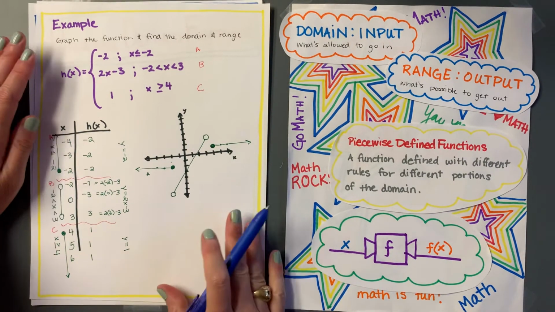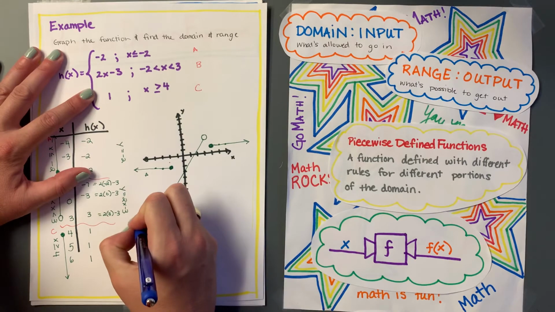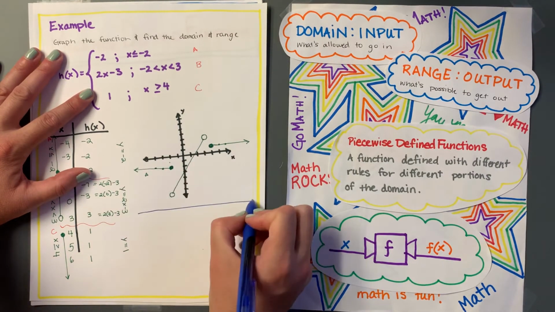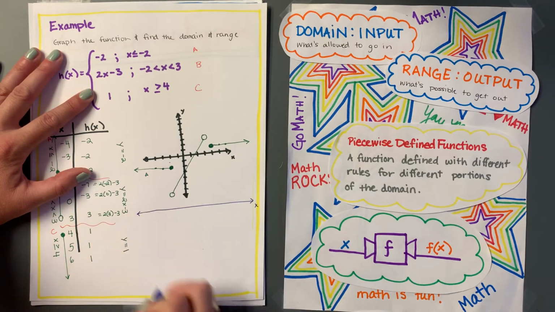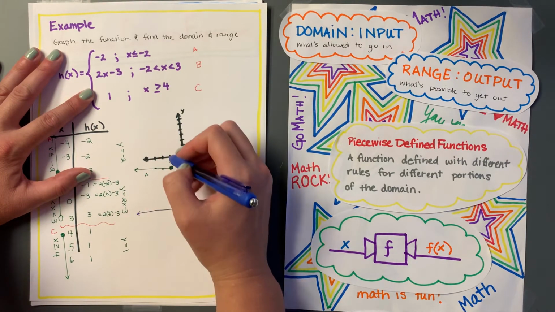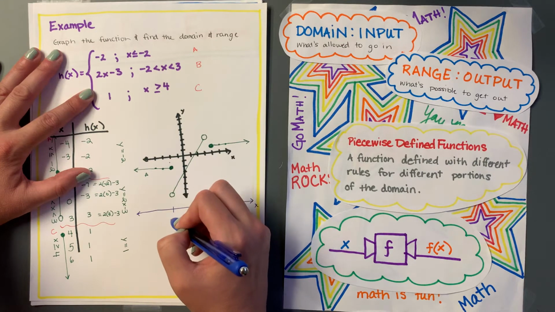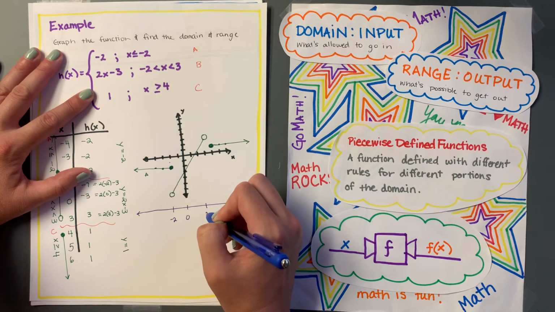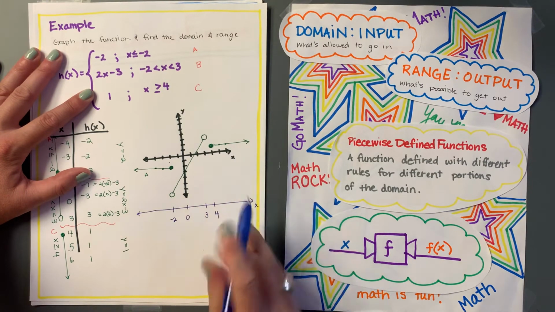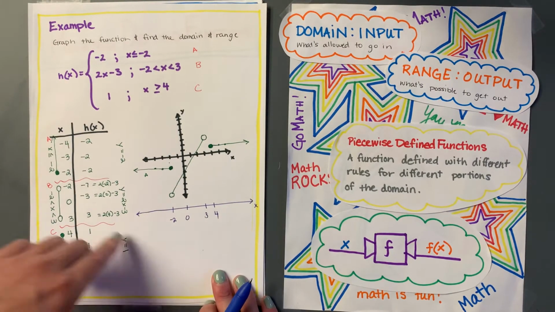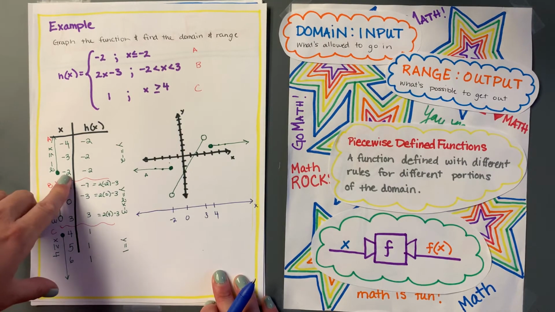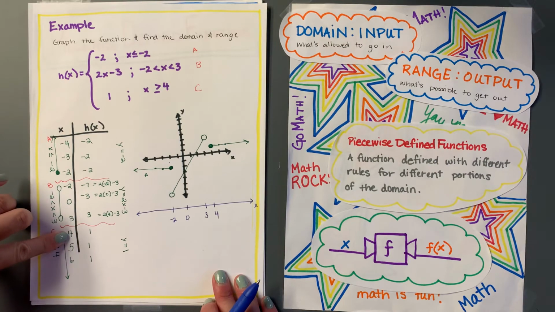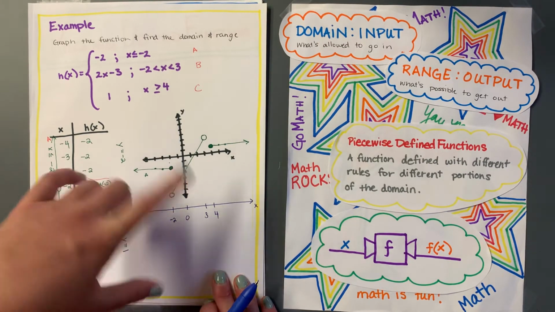So in order to identify my domain, I am going to draw a second x-axis down below this. And I'm going to mark all of the key spots. So negative 2 was a key spot. I always mark 0. 3 was a key spot, and 4 was a key spot. And when I'm talking key spots, I'm looking at my boundaries. So negative 2 is a boundary, 3 is a boundary, 4 is a boundary, and I always want to just include 0.